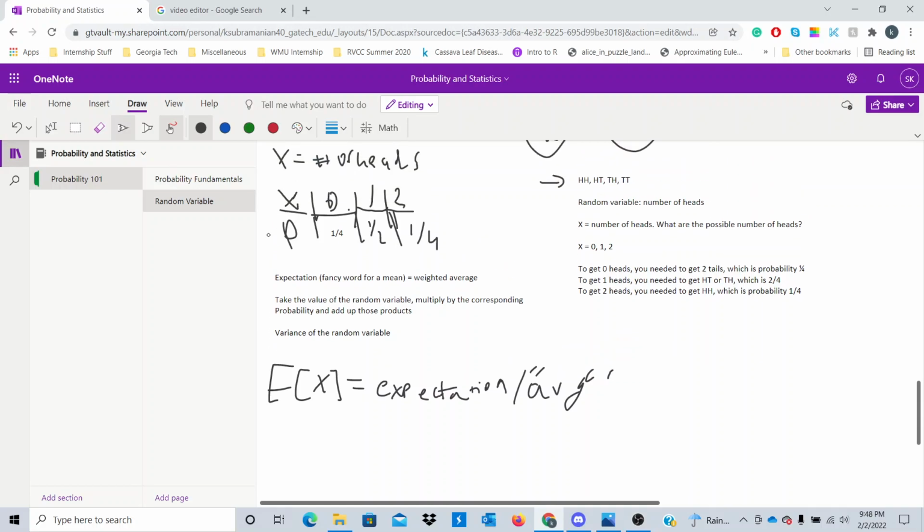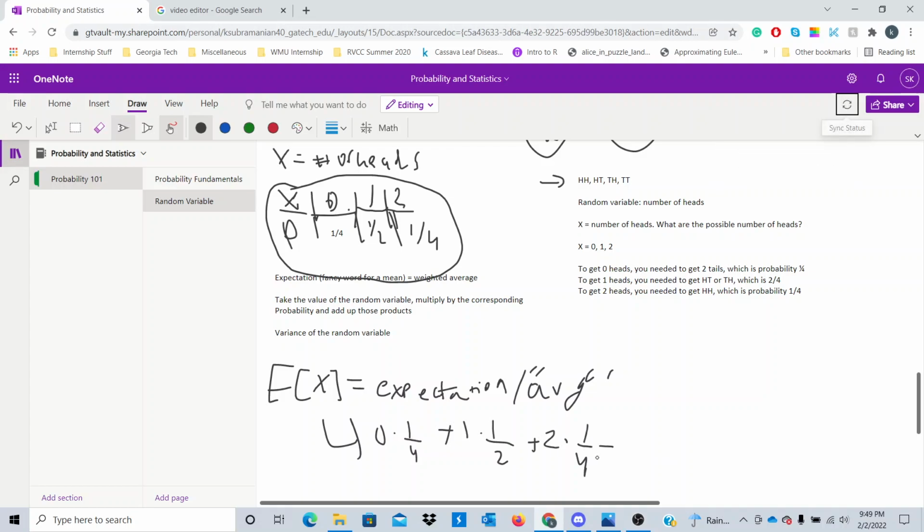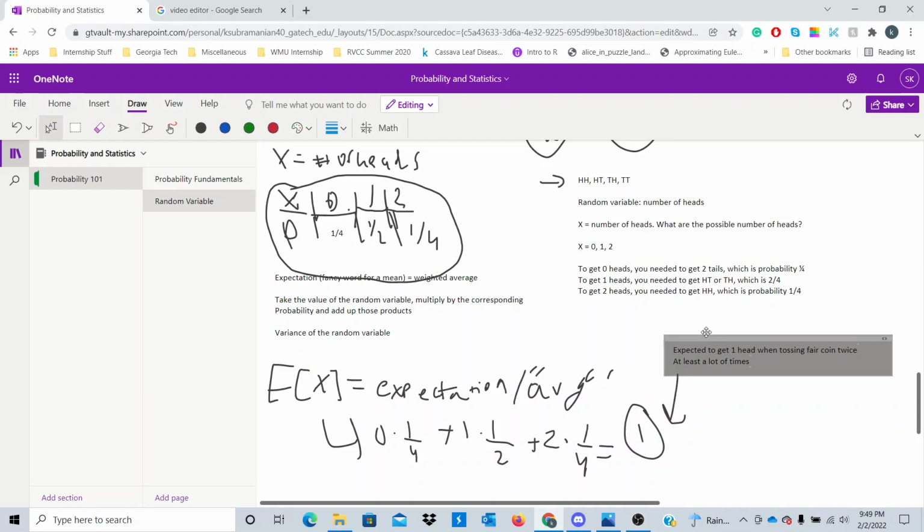But let's look at the coin toss example to get the expectation of this random variable. The expectation of the coin toss scenario, i.e. this table right here, is going to be 0 times 1/4, plus 1 times a half, plus 2 times a quarter. On average, we see that the expectation here is 1. So if I toss this coin twice and do this a bunch of times, I'm expected to get 1 head. In the long run, you're expected to get 1 head when tossing a fair coin twice, at least a lot of times. So that's what the expectation is.